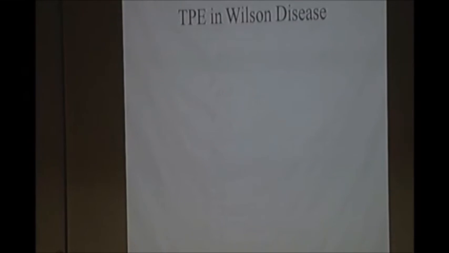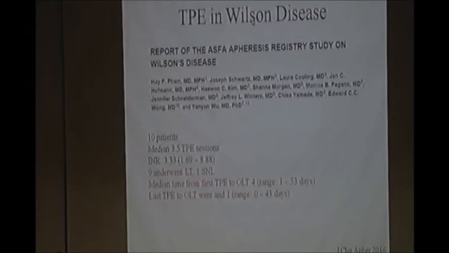One disease where plasmapheresis has actually been useful even in pediatrics is Wilson disease, not exactly presenting as ALF, but presenting with encephalopathy and a subacute-like presentation, where therapeutic plasma exchange has been found to be useful. This was the first study in 2016 from the ASFA registry on Wilson disease. They did it in only 10 patients, and they showed that they could bridge the patients to liver transplantation, because only one patient survived with native liver and 9 underwent liver transplantation.